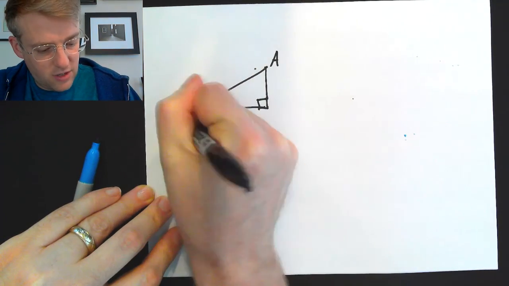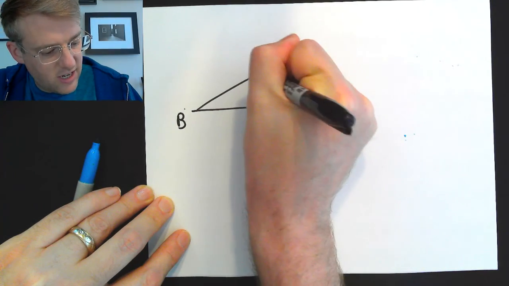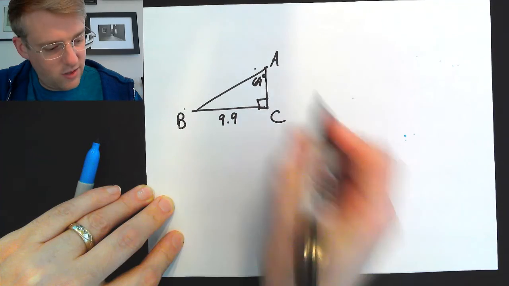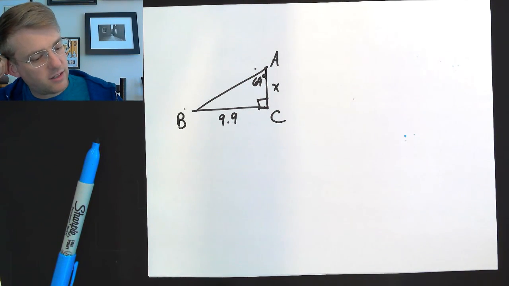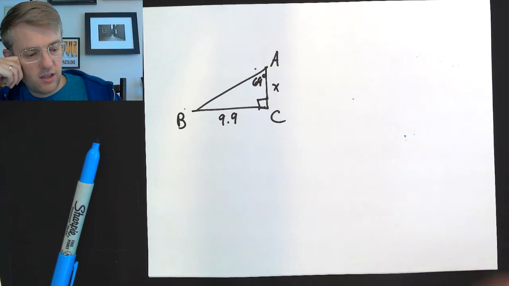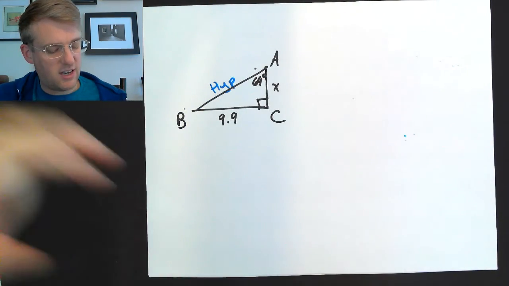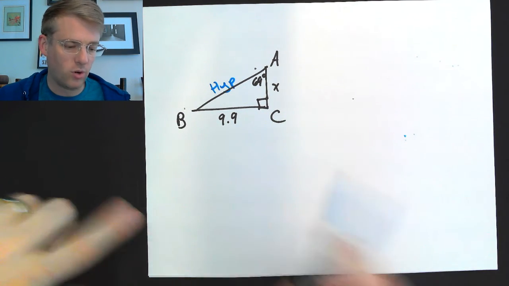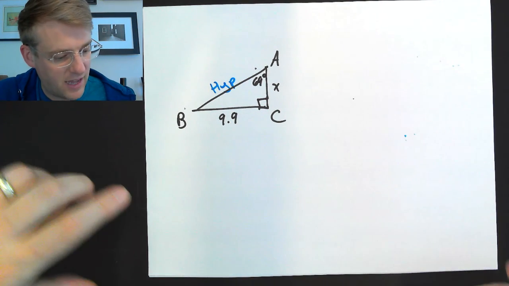So now I'm going to take triangle ABC a little differently. We're going to give it a 69-degree angle at the peak, a base of 9.9 units, and we're going to try to find the height, x, the length of AC. So here's the hypotenuse. That's not information I have, and it's not information I want. I don't have a label for it as a variable or as a number. So, all right, not helpful.